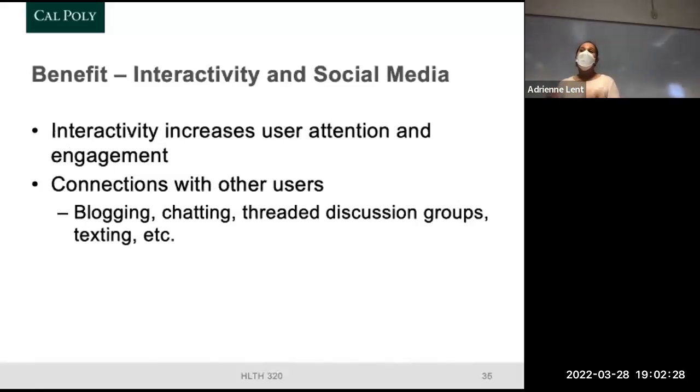Interactivity is also a really big benefit when it comes to technology. Social media has been a really, really big part of this interactivity. It increases user attention and engagement, and it helps people connect with others, right? So we've got all kinds of blogs. People can engage in chatting. There's threaded discussion groups, all kinds of texting, and that interactivity can be really important in public health.